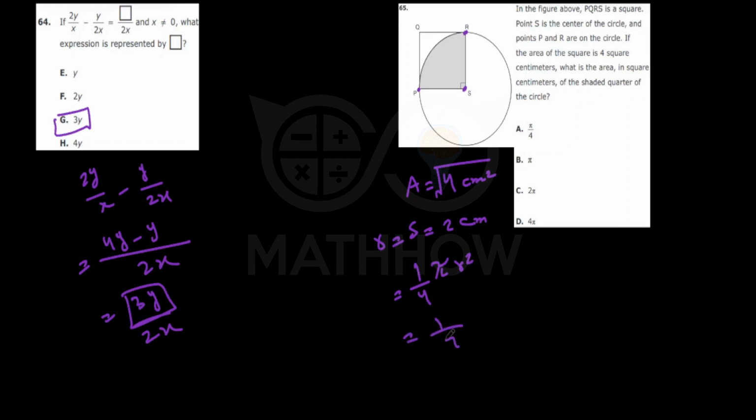Substituting the value of the radius, 2 squared. 1 over 4 times pi times 2 squared, which is 4. 4 will cancel out with 4 and the answer is pi. The correct answer is option B.